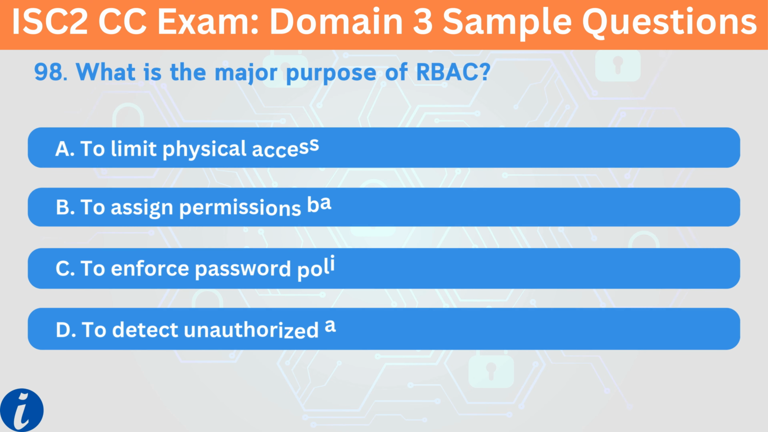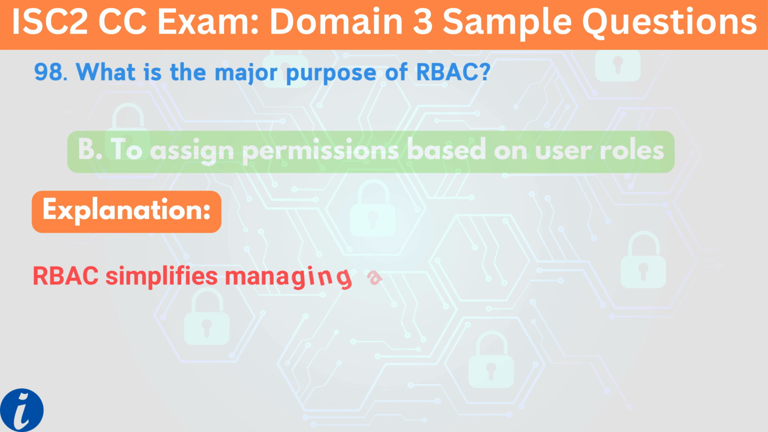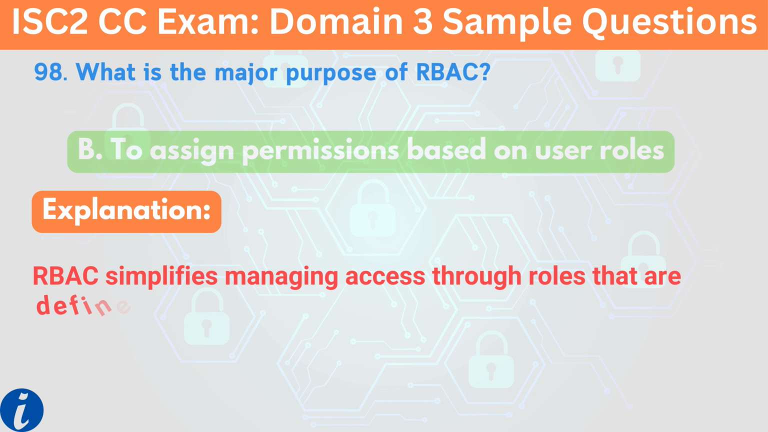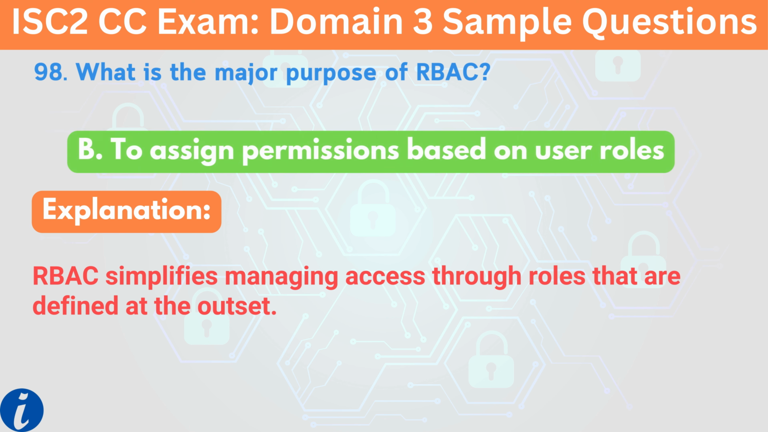98. What is the major purpose of RBAC? A. To limit physical access. B. To assign permissions based on user roles. C. To enforce password policies. D. To detect unauthorized access. The correct answer is B. To assign permissions based on user roles. Explanation. RBAC simplifies managing access through roles that are defined at the outset.